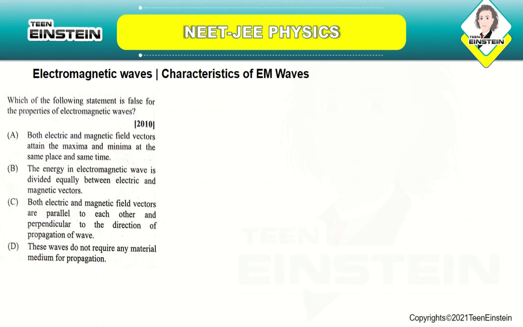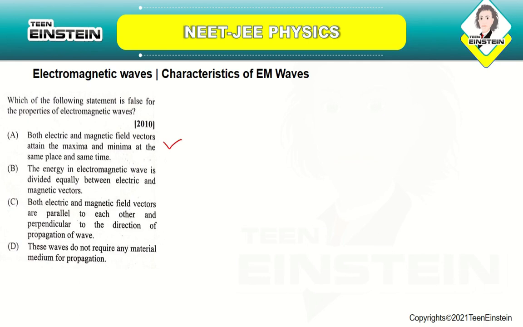The first one is: both electric and magnetic field vectors attain the maxima and minima at the same place and same time. So if you see, the electric field and magnetic field vary continuously with time, and they will always have maxima and minima at the same place and at the same time. Okay. So this is a true statement. So this cannot be a false one.